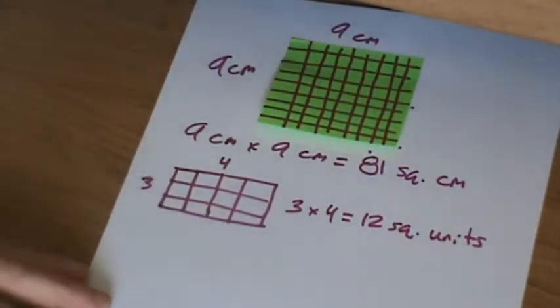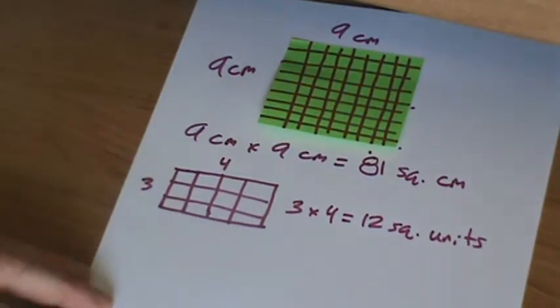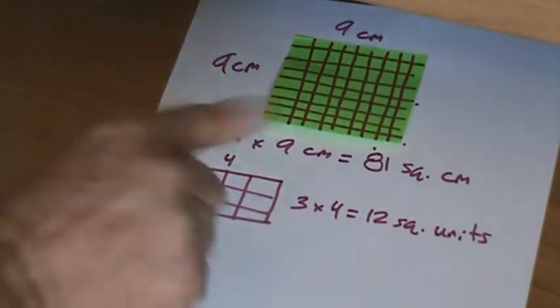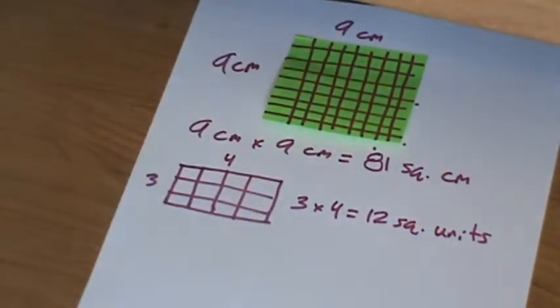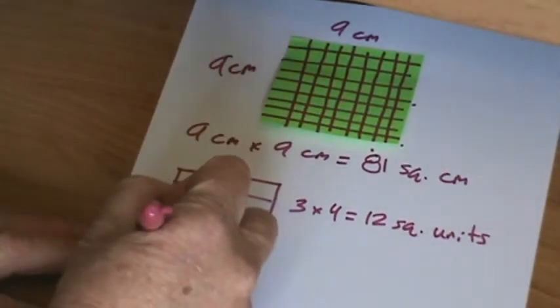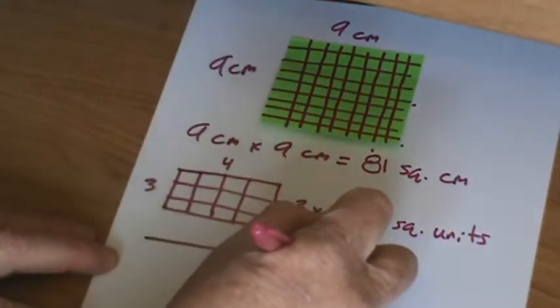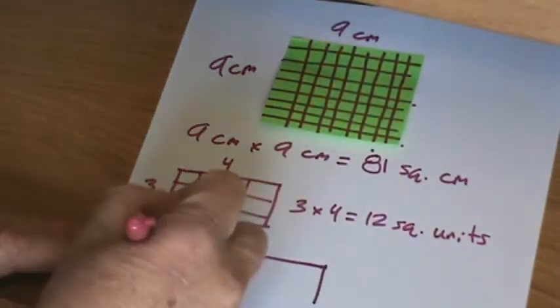So let's think about that. 3 times 4 is 12. What else can I multiply to get 12? What if I tried 2? 2 times what equals 12? 2, 4, 6, 8, 10, 12. It looks like 2 times 6. So let's make a rectangle that's 2 units by 6 units.